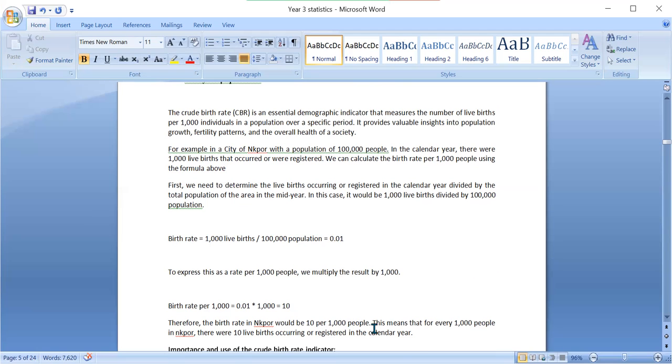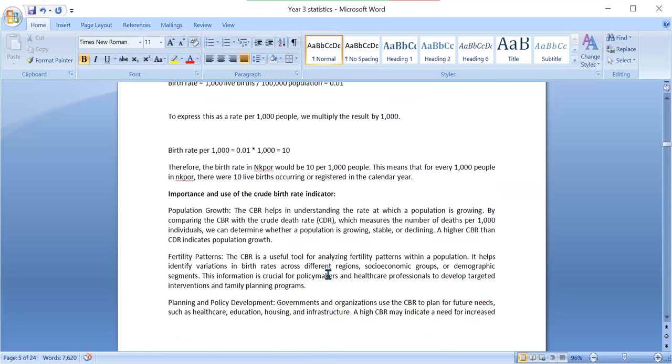per 1,000 people. So this means that for every 1,000 people in Mpo, there were 10 live births occurring or registered. If you count 1,000 persons out, inside that 1,000, there are 10 live births among them, until you get to 100,000 people.